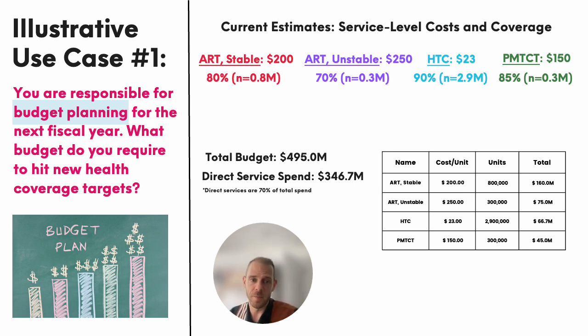Now, if we look at the table, we can do some basic computations, right? We can multiply the cost per unit from the ABCM data collection by the total number of units, or in this case, the units would be people served. From this, we get total costs, the final column. Ultimately, we come out with a budget of about $346.7 million for direct spending, which is about 70% of the total current budget of $495 million.